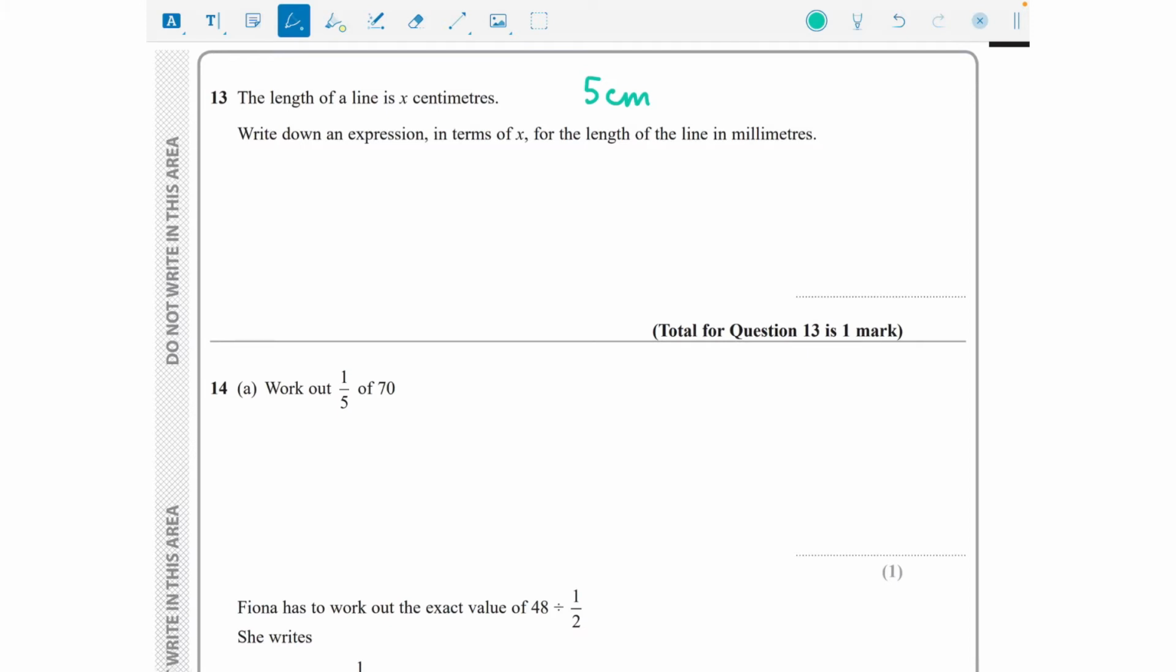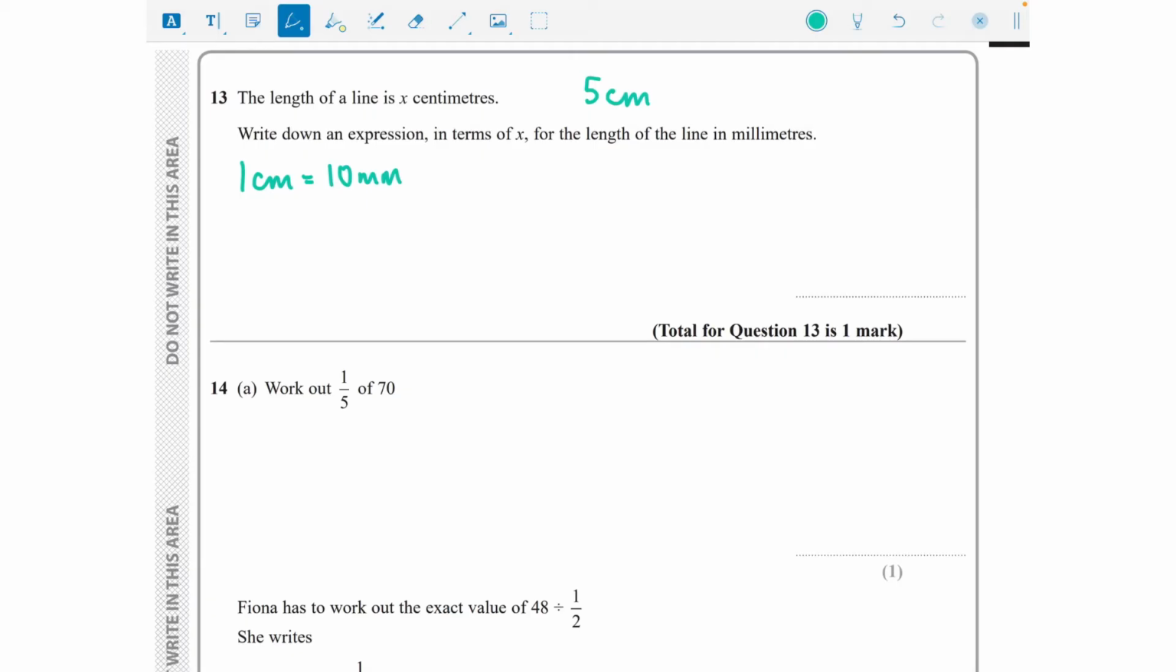So write down an expression for the length of the line in millimetres. Now we know that 1 centimetre is 10 millimetres. And if you didn't know that, I would urge you to get a ruler that has centimetres on one side and millimetres on the other, because then you can see how many millimetres make up a centimetre. That's most rulers, to be fair. 1 centimetre is 10 millimetres.